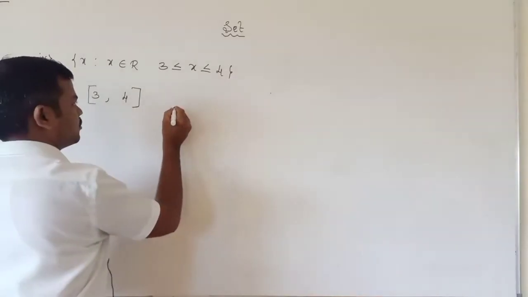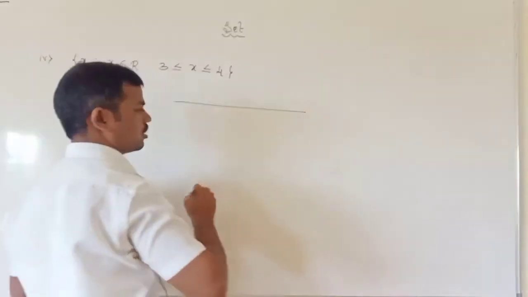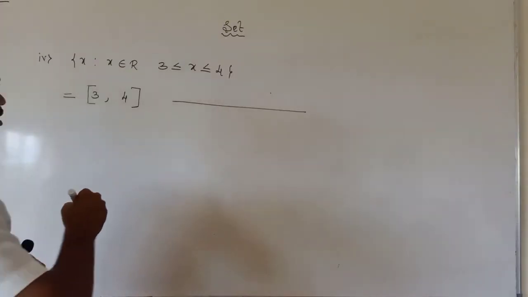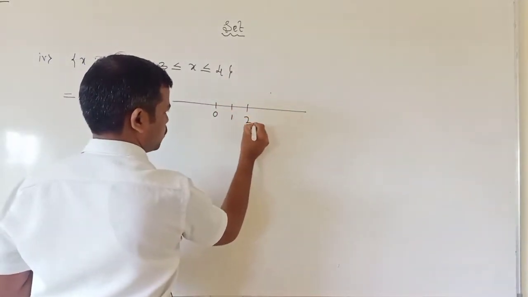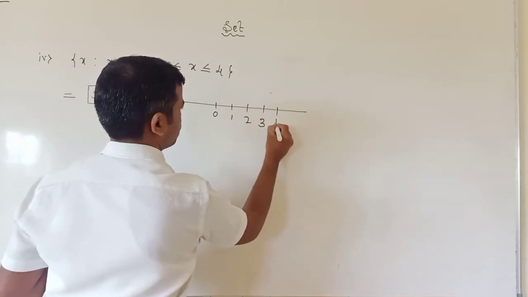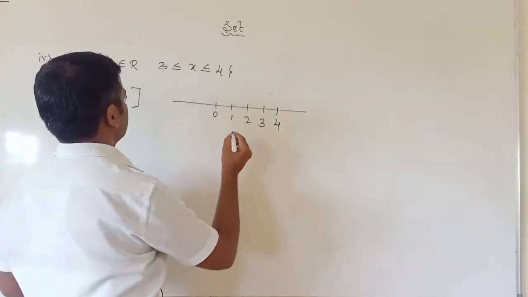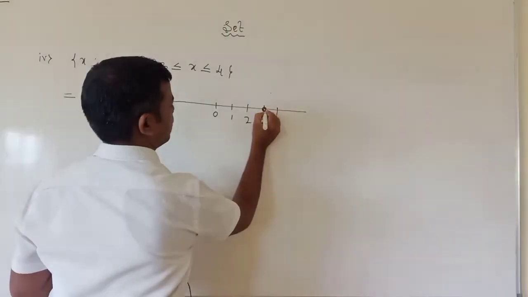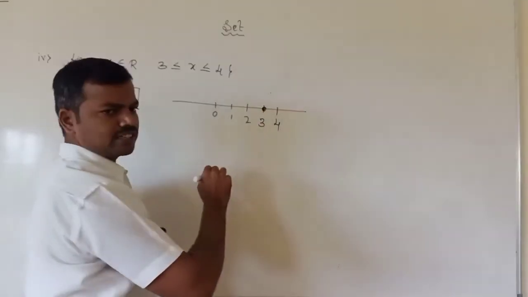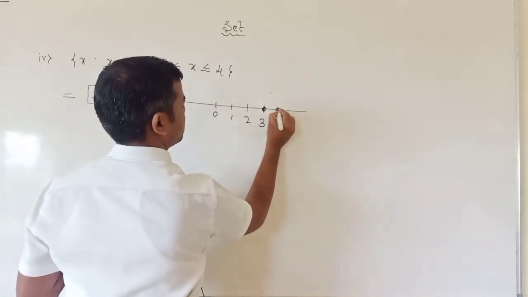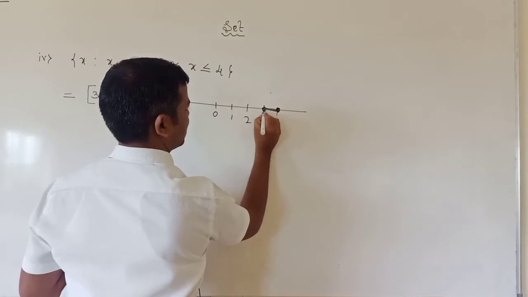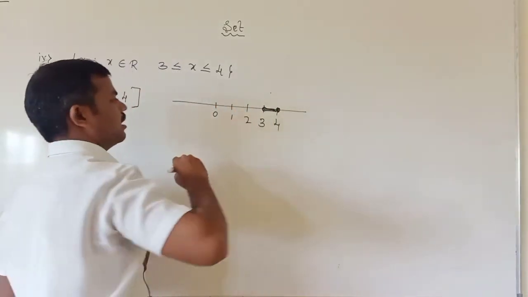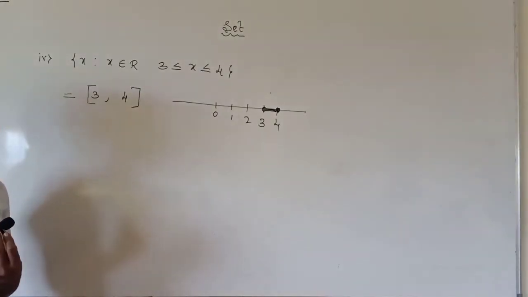So next we come to the diagrammatical representation of these intervals. How do we represent these diagrammatically? That we will study. So 3 to 4. Here we have 0, 1, 2, 3, 4. So 3 is included, so we have to dark the circle. 4 is also included, so we dark the circle. In between that we have to include. So this is a way of representing the closed interval on the real number line.